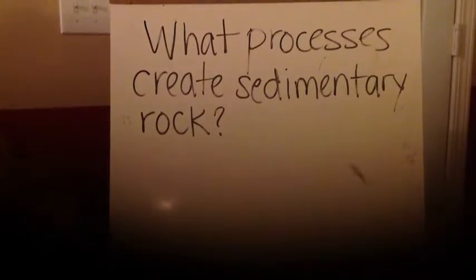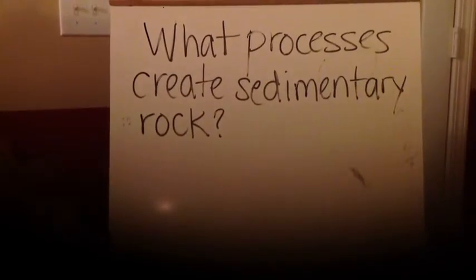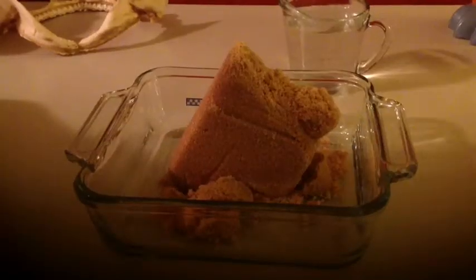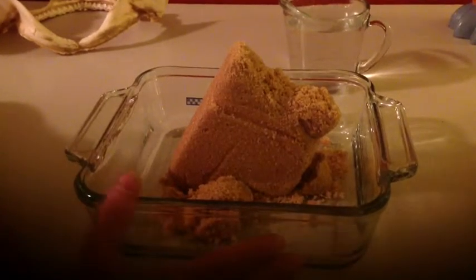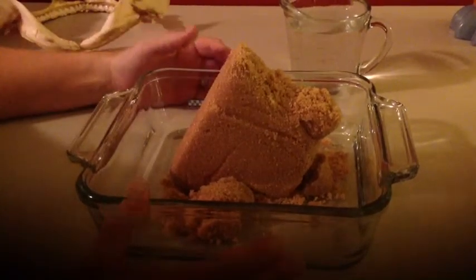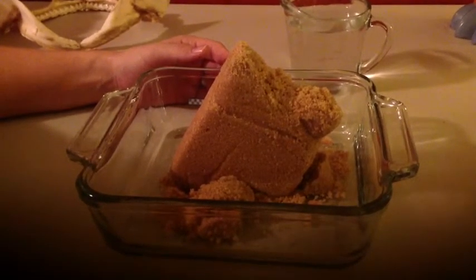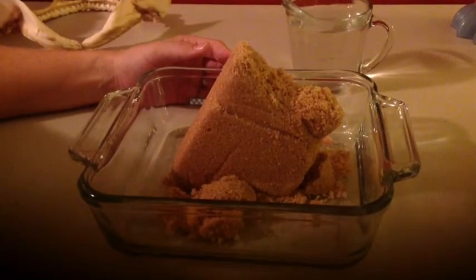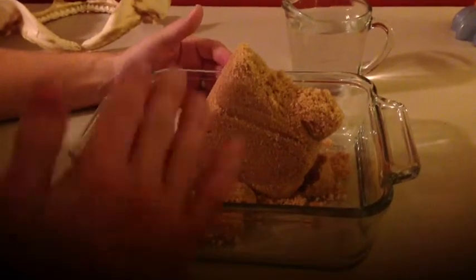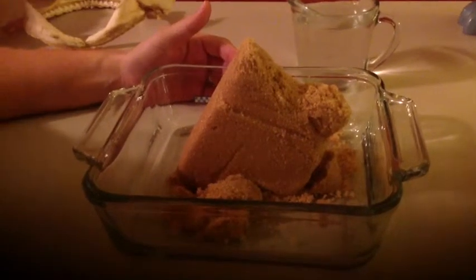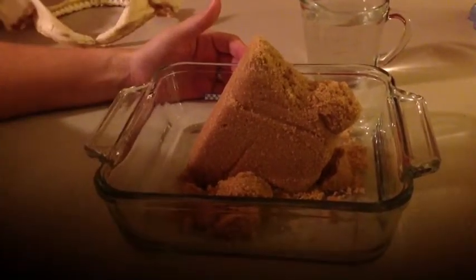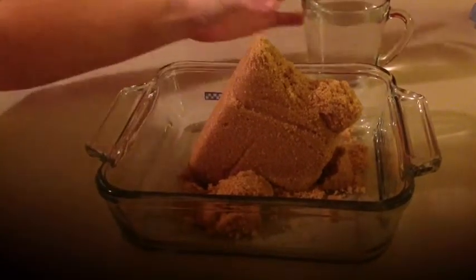Question number 2. What processes create sedimentary rock? So what we've got here is brown sugar, and we're going to go over those processes that create sedimentary rock. The first process is weathering. Weathering can either be done mechanically, so physical forces, or blowing it, which is not really successful. But it also can be moved by water.